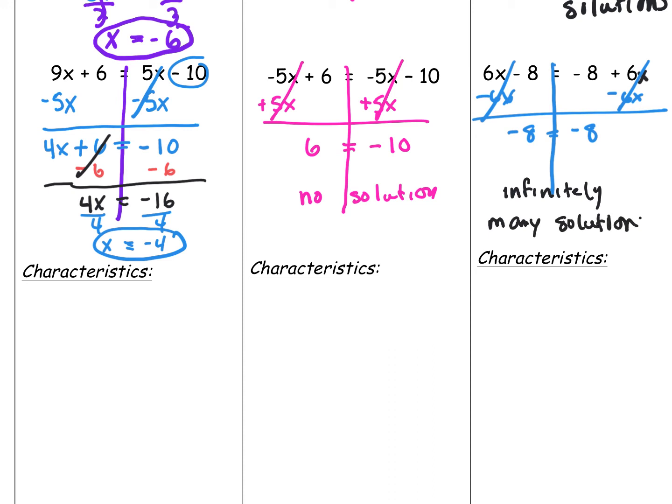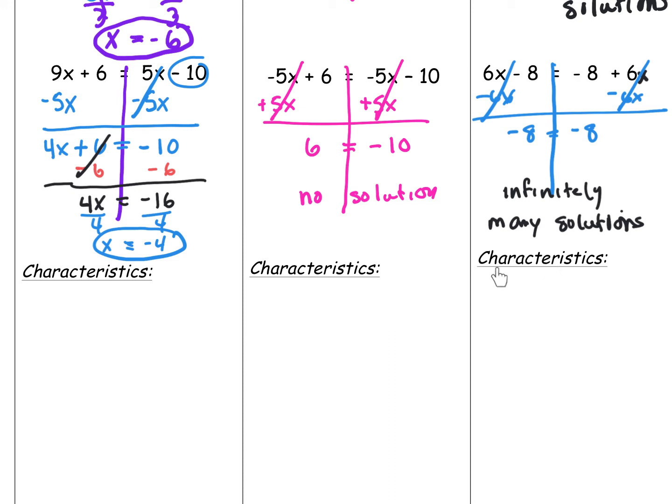And that means any number will answer that. So you may have noticed too in the first example, both sides look identical. In this example, they just moved terms around. They both had a positive 6x term, and they both had a -8 on both sides. So both the constant and the coefficient were identical. Therefore, we ended up with any number being able to solve that.